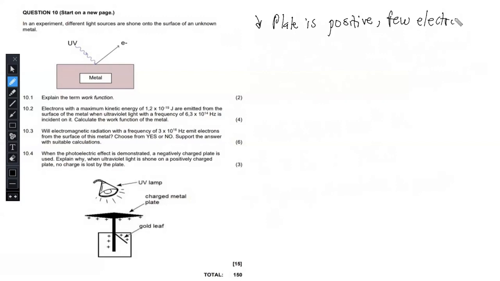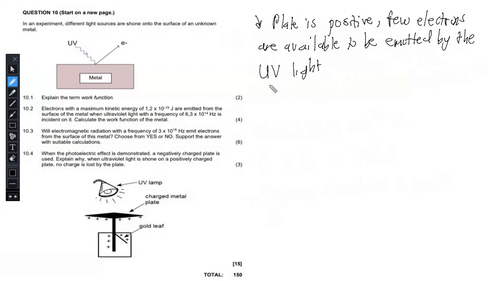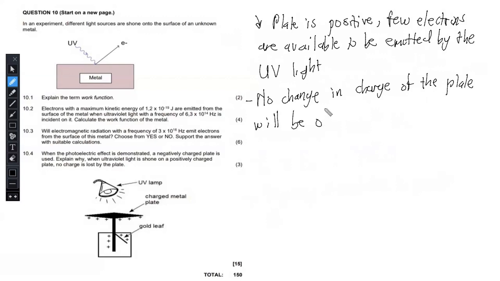So few electrons are available to be emitted or ejected by the ultraviolet light. So that means no change in charge of the plate will be observed. So no change in the charge of the plate will be observed. So that's it.